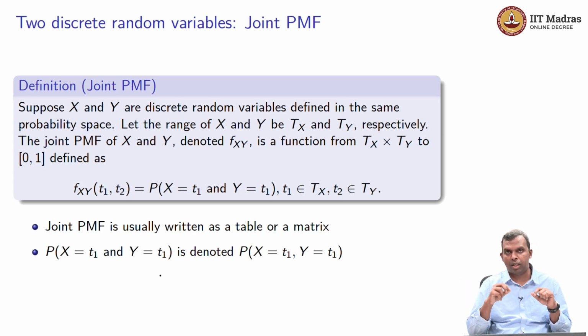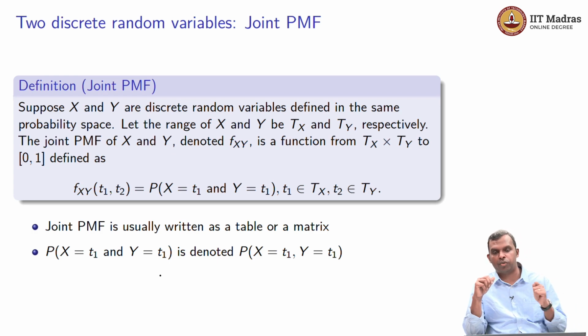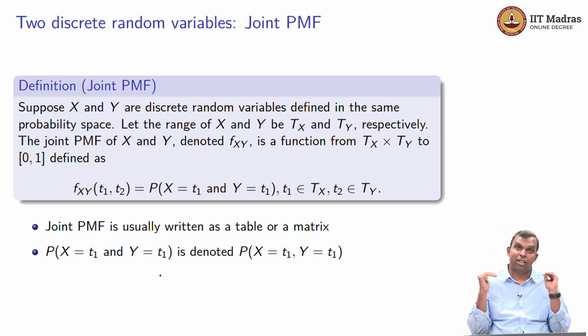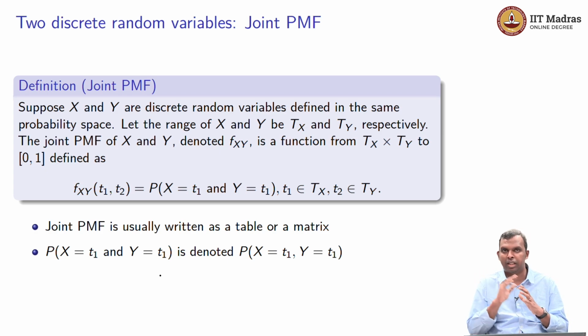Okay, so you give me T1, give me T2. You give me a value in the range of X, give me a value in the range of Y. This joint PMF will assign a probability. Okay, a value between 0 and 1, it will be a probability to the pair T1 comma T2. Now contrast this with the PMF itself, right? PMF was for one random variable. There was a range for that random variable. For every value in the range, the PMF of that point is simply the probability that X equals T.